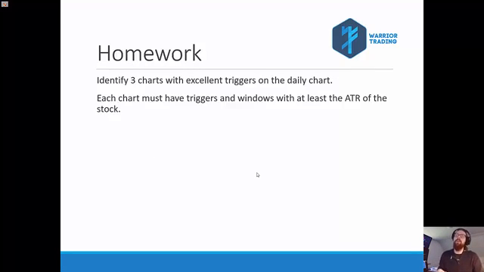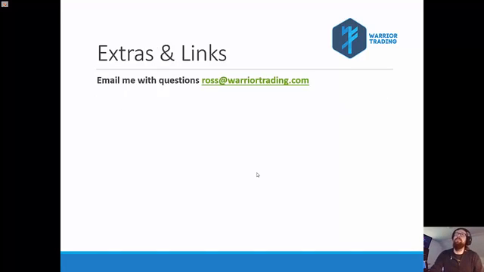Okay, so your homework tonight is to identify 3 charts with excellent triggers and windows on the daily chart. Each window or trigger should have at least the full ATR of that stock. The best way to do this really would be tomorrow. Look at the gappers tomorrow as you build your watch list, and make sure you map out those triggers. And feel free to email those to me so I can take a look. Ross@warriortrading.com.